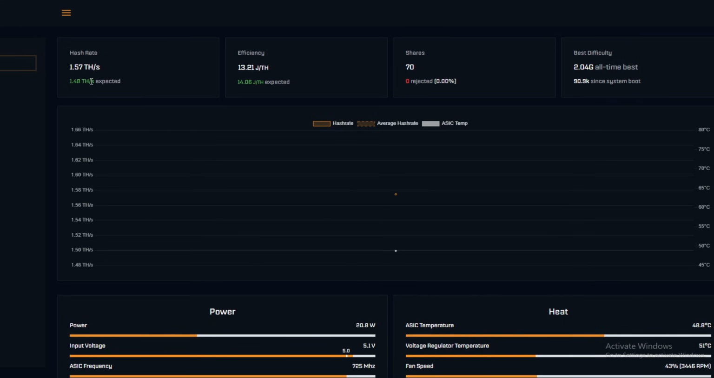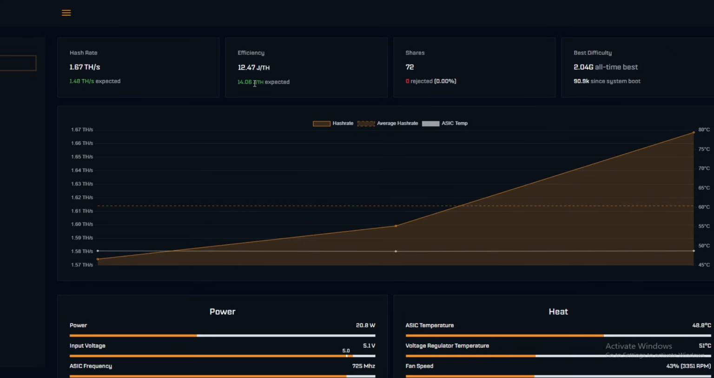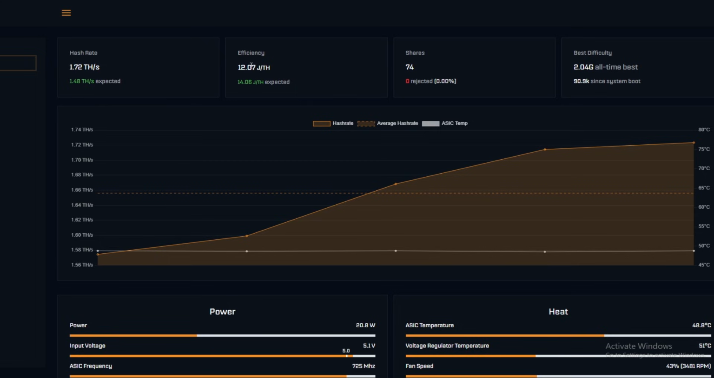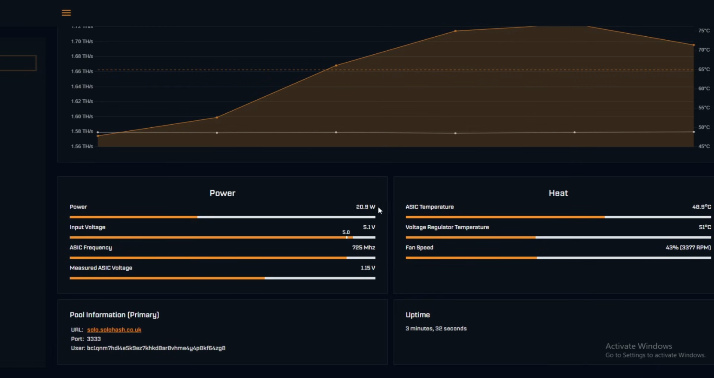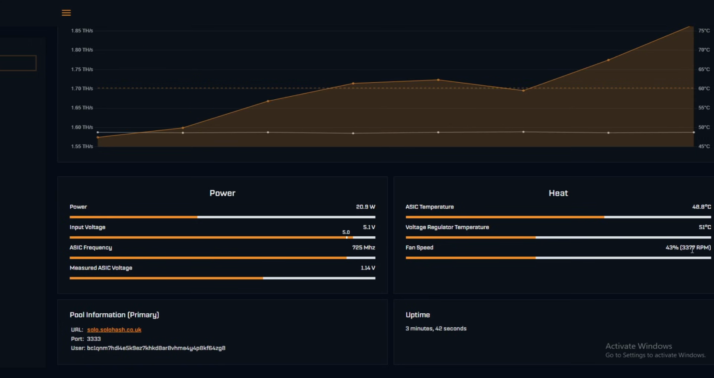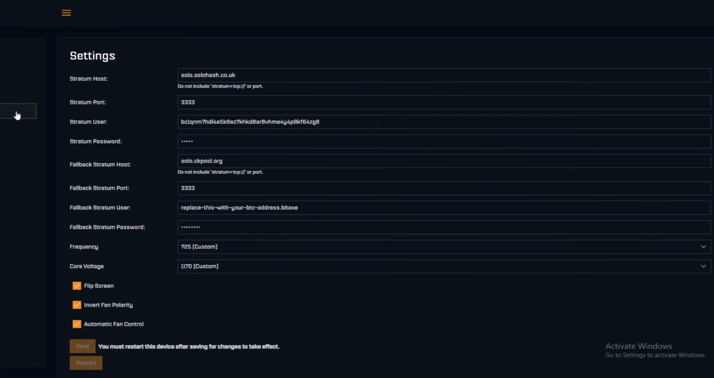Currently we're sitting at 1.48 terahash, so we're not that far off 2 terahash. The efficiency is actually great. 14.06 is the expected, which is actually lower than the normal Bitmain chips run at in terms of efficiency. Efficiency right now is 12.13 or 12.07, which is great. And you can see we're at about 20 or 21 watts. ASIC temperature is 48 and voltage regulator is 51. This fan speed is clearly a little bit lower, but I don't know what fan speed it's actually going off because there's two fans plugged in.